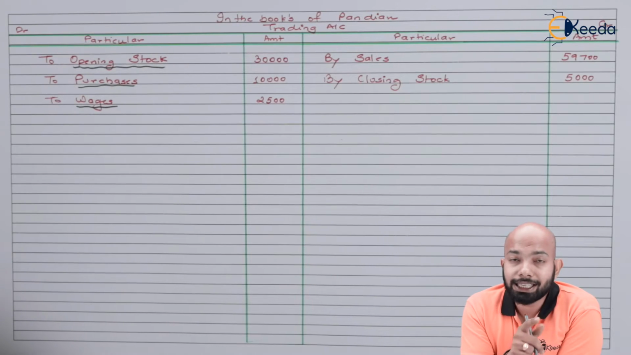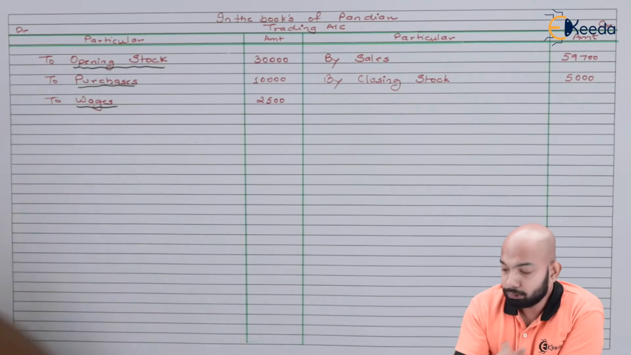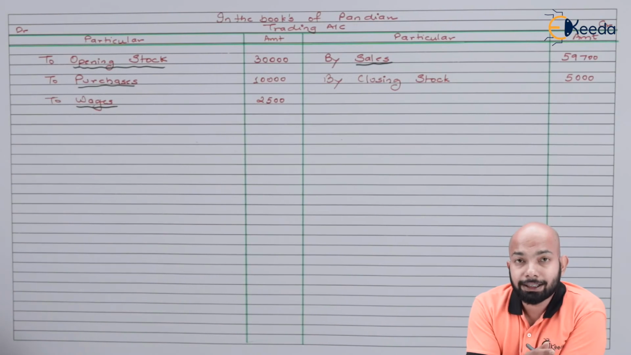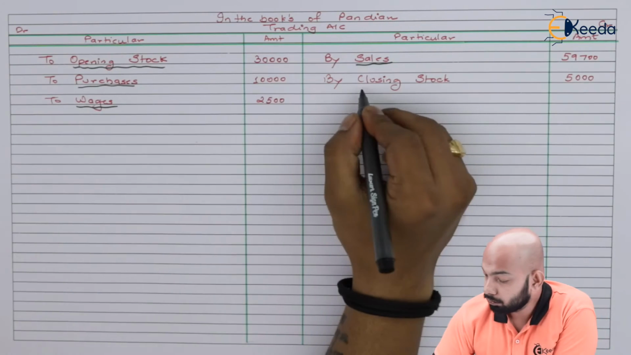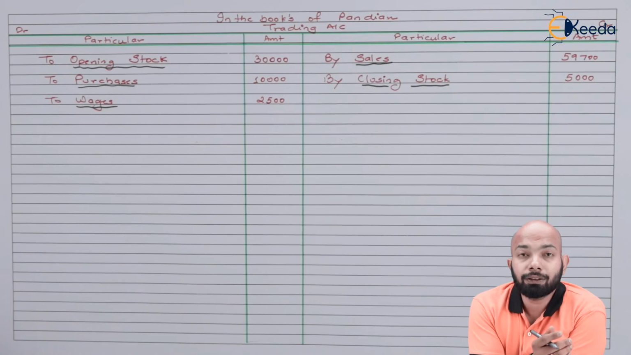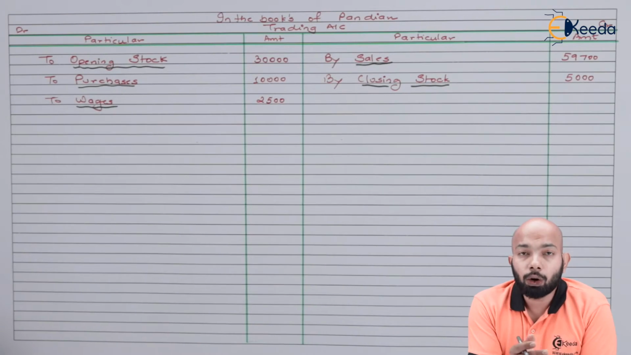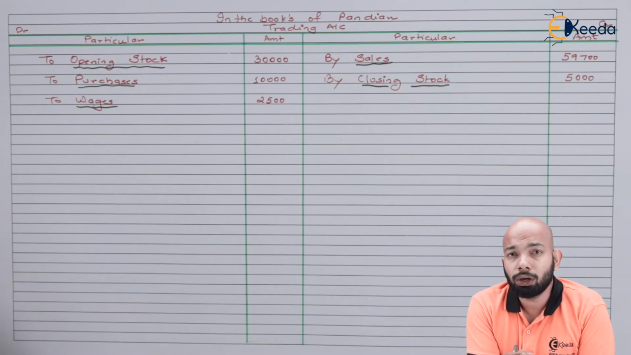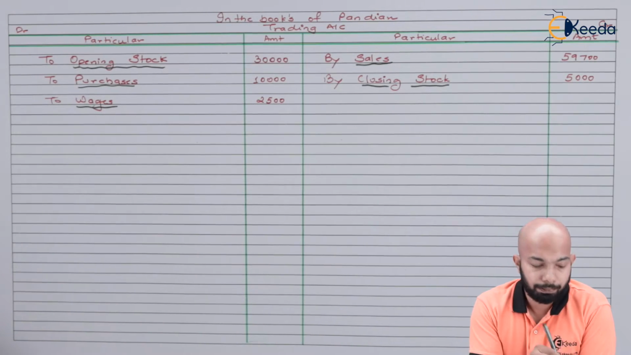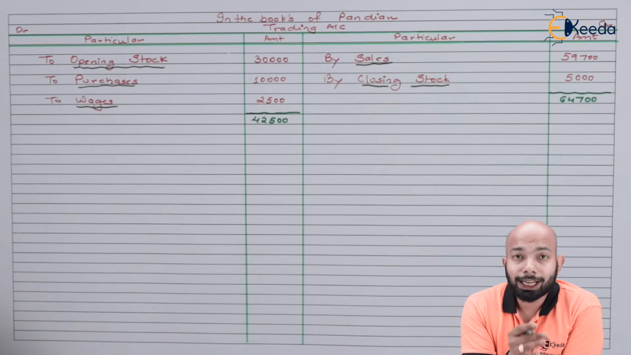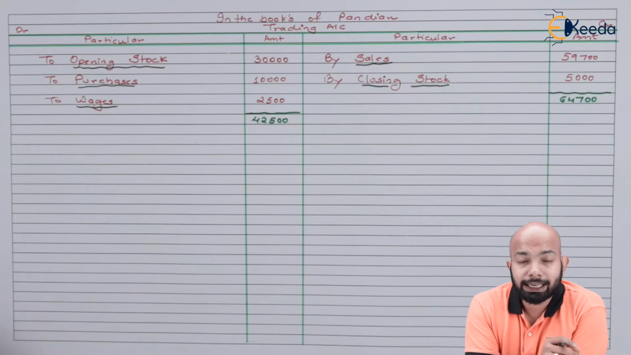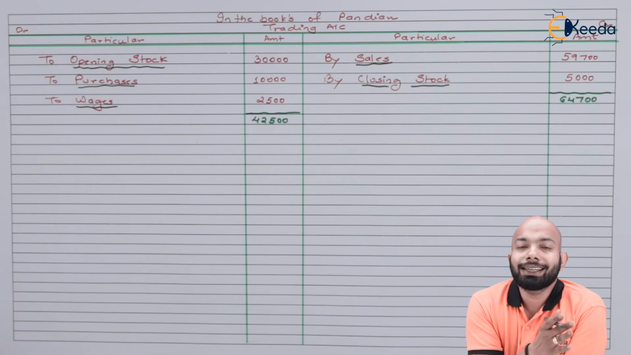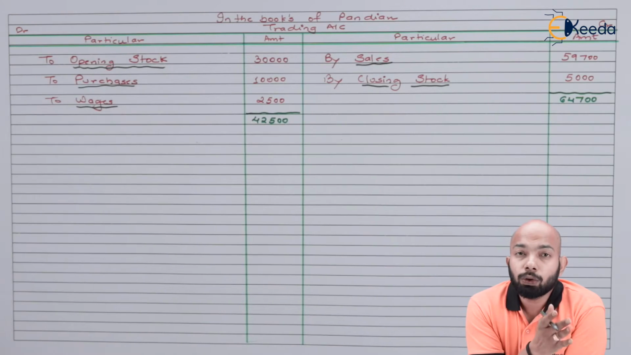On the credit side, we have sales and closing stock. Sales being 59,700 and closing stock being 5,000. Now, it's time for us to figure out whether we have a debit balance or a credit balance, that means whether we have gross profit or gross loss. Let's figure that out. The interim balance shows that the credit side is more as compared to the debit side, as you can see here in the format that we have prepared. That means we have gross profit here.